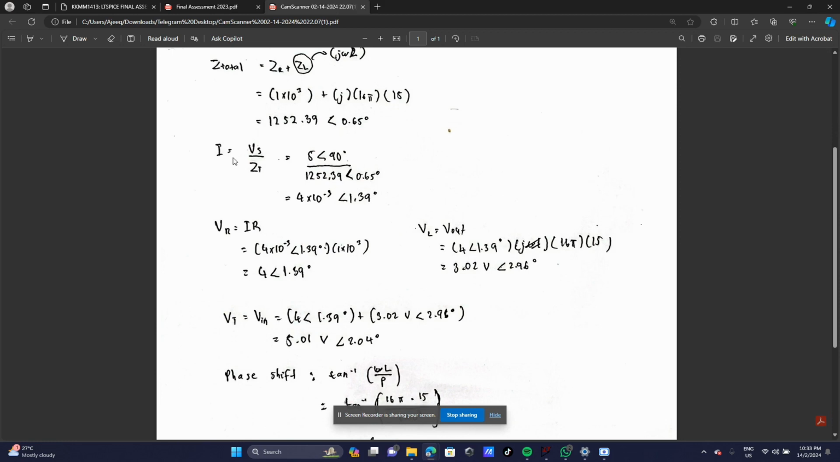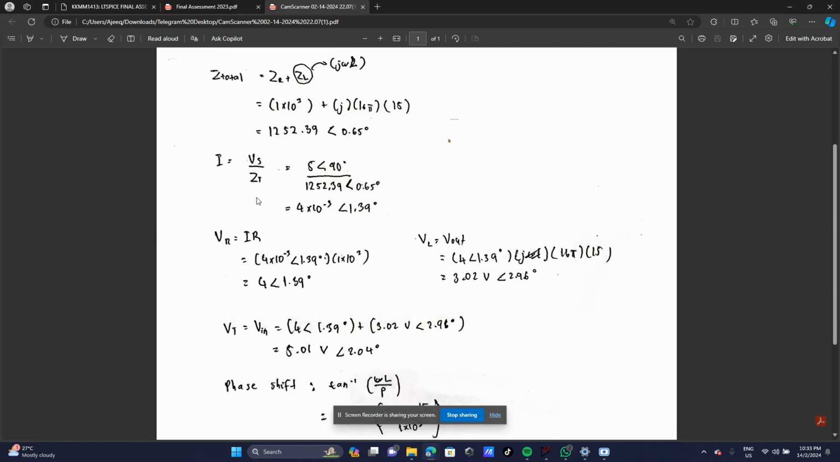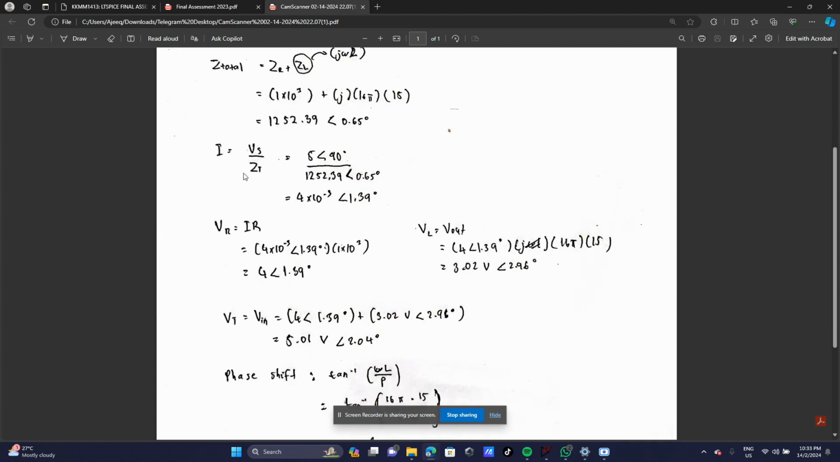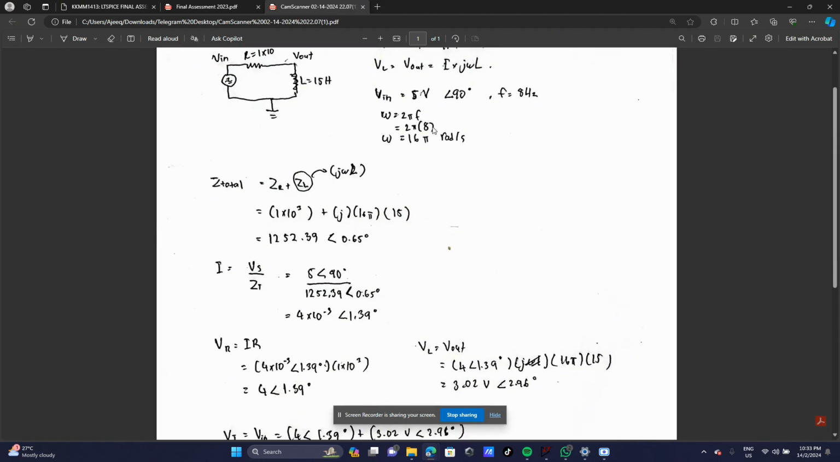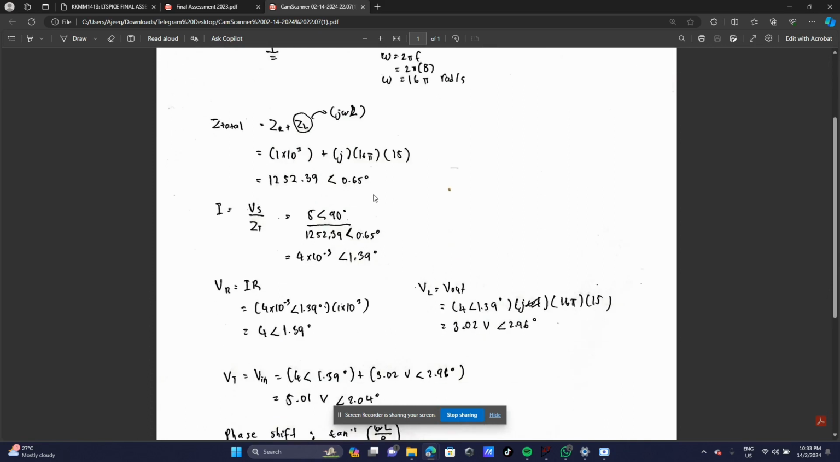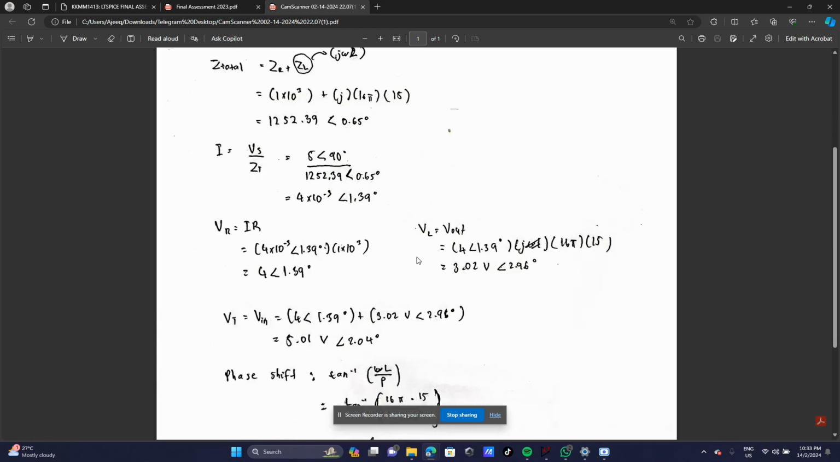And then we're going to calculate the current, which is Vs or V input over Z total. So we put the V input here, 5 volt at 90-degree angle, over the one that we got, the Z total here. Input the value, and then we will get the value of current in ampere.